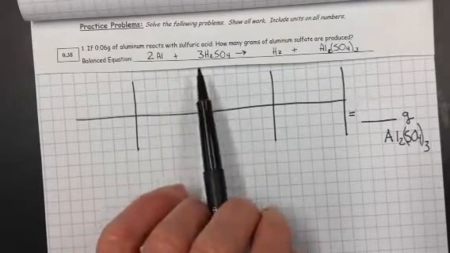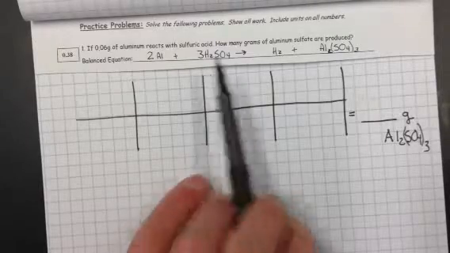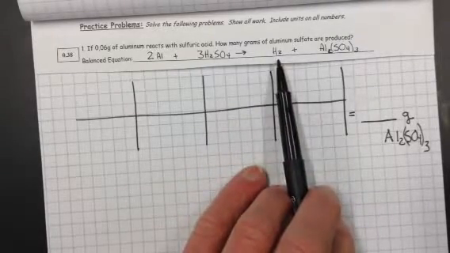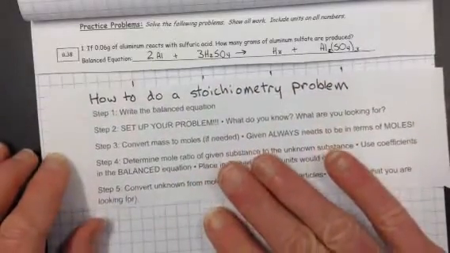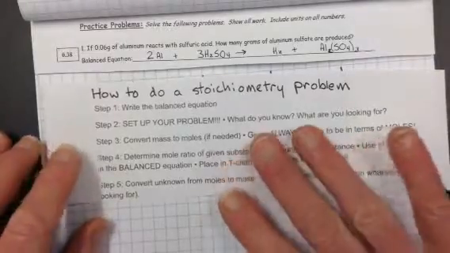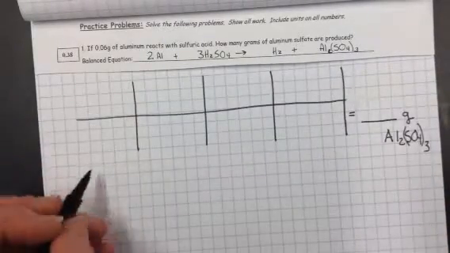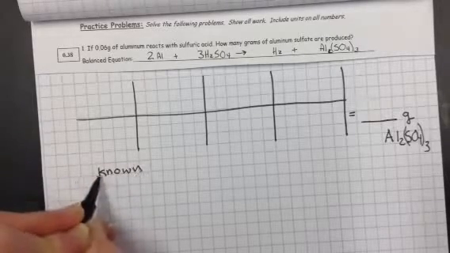2 aluminums, 3 sulfuric acid, hydrogen gas, and aluminum sulfate. Set up your problem. What do you know? What are you looking for? This is what students have the hardest part with, so we're actually going to write down what is known.